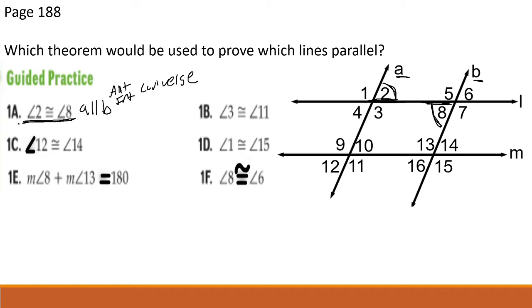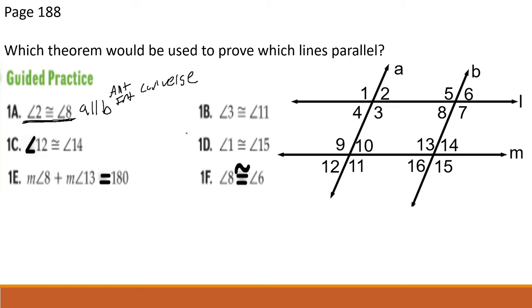Here, I'm given the angles are congruent, and I want to prove that the lines are parallel. So again, converse if you want to prove parallel, theorem if you want to prove congruency, or in the case of consecutive, supplementary. Let's try two more here. I'm not going to do all six, because that'll take too long, but I'll do about three.